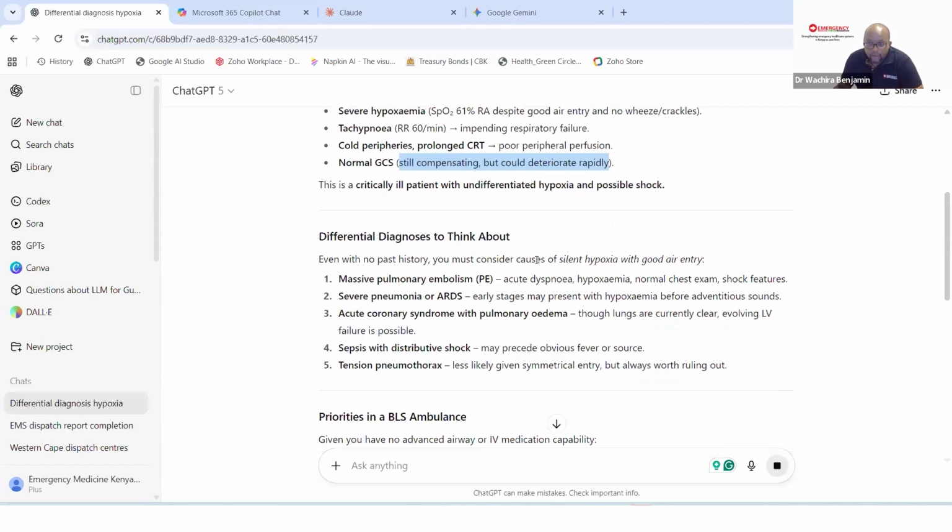So, the following causes of silent hypoxia with good air entry. Either the patient has a massive PE, something to think about, or severe pneumonia with ARDS, or any features of fevers or history of fevers. If it's sudden onset, probably PE is what you're dealing with. Chest pain with pulmonary edema, so you have to listen to the lungs.